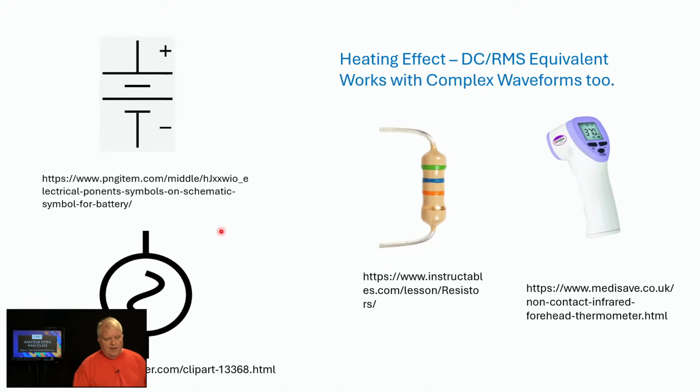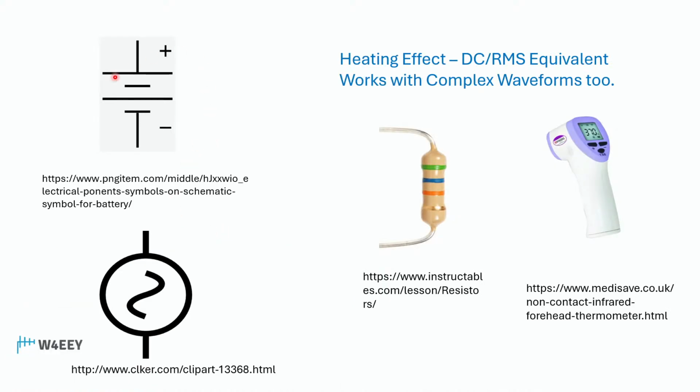And as we said, if you had a DC voltage from a battery connected to a resistor, and you measured the temperature, okay, that's the reference voltage, and then you have an AC voltage that heats the resistor to the same temperature. That would be the same RMS equivalent. That's the heating effect. Well, Gary, why would I want to do that?